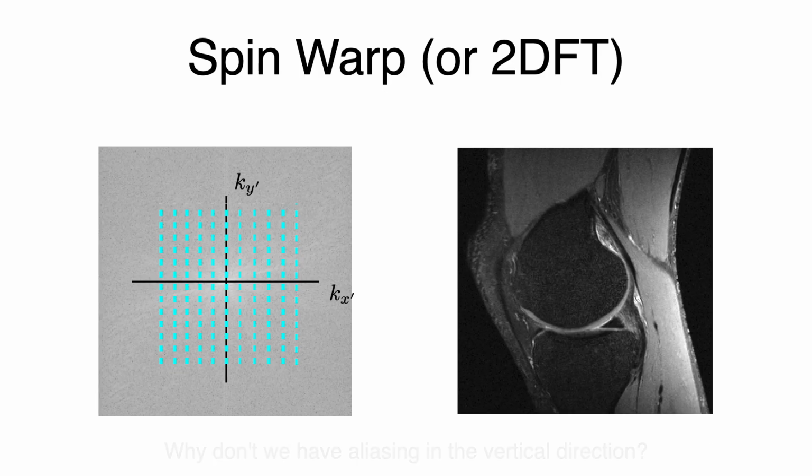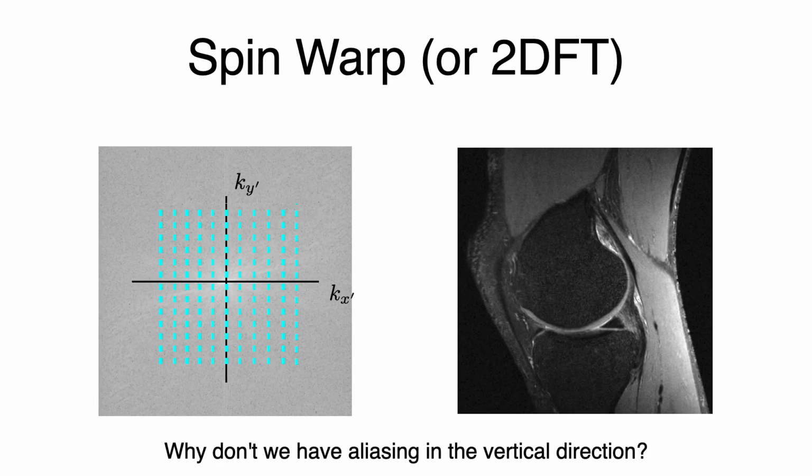So you want the vertical lines of data in spin warp to be close enough to avoid this error. Okay, so that tells us about the horizontal direction, but what about the vertical direction? The body extends far beyond the image here. Why don't we have aliasing in the vertical direction?